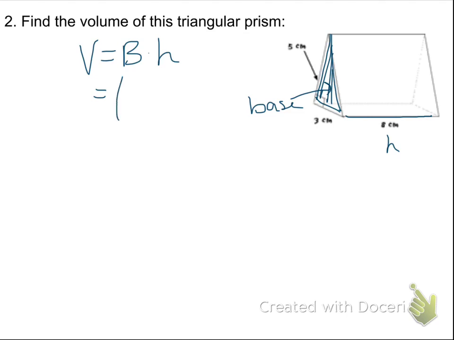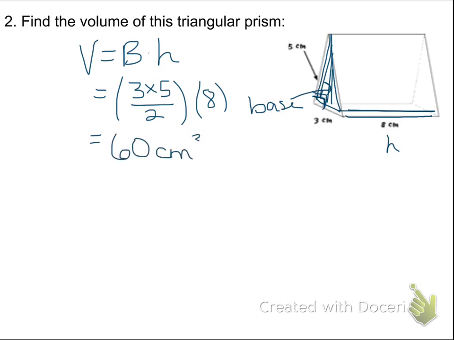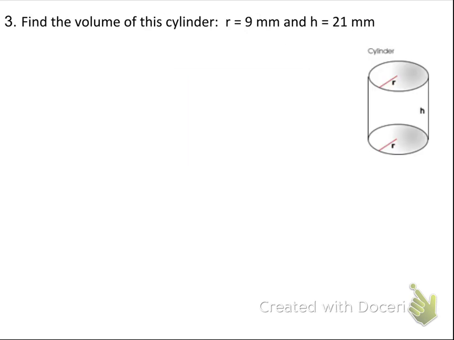How do we find the area of a triangle? Because we are trying to find the area of the base. Well, you should remember base times height divided by 2. We have this little 90-degree measurement in here, so this means that the base and the height are 3 and 5. So 3 times 5 divided by 2. Then we multiply by the height of the entire prism, which is how far these two triangles are apart, which in this case is 8. So you do all that multiplication and division, and you get 60 centimeters cubed. Again, this should be a review.